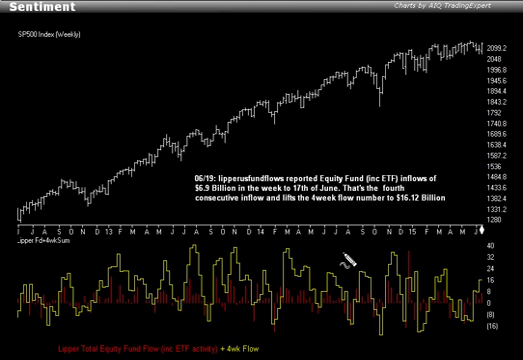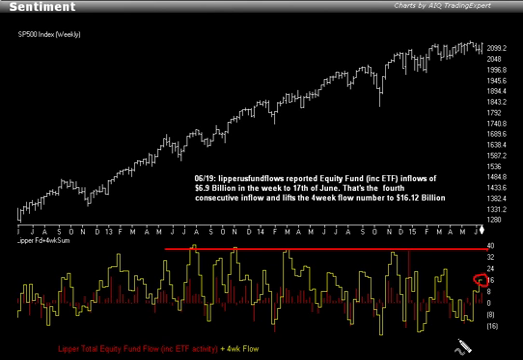Lipper US fund flows reported equity fund, including ETF, inflows of 6.9 billion for the week to the 17th of June, and that's actually the 4th consecutive inflow, and it lifts this 4-week flow that I follow in yellow here up to 16.2 billion. That's not excessive, but it is increasing.